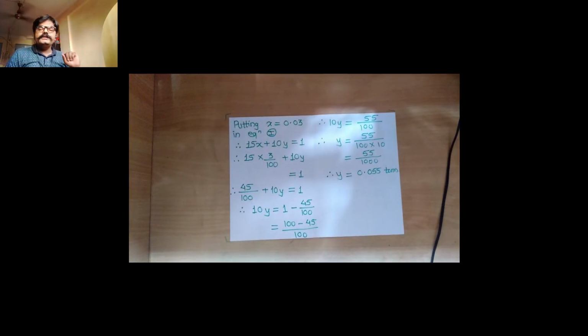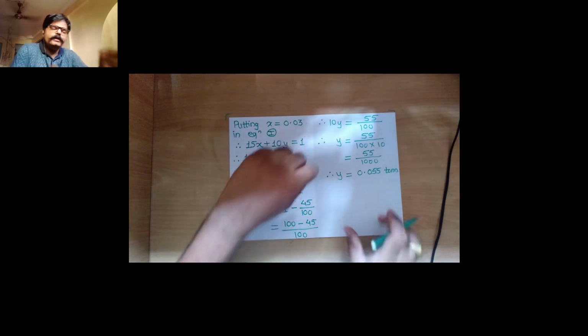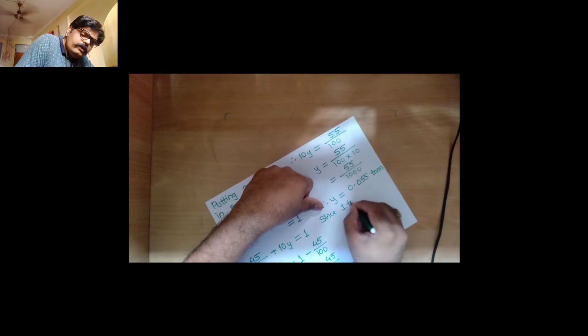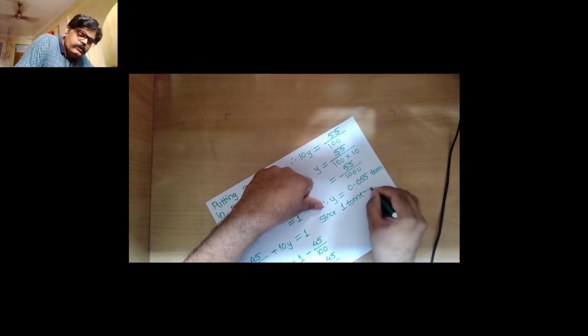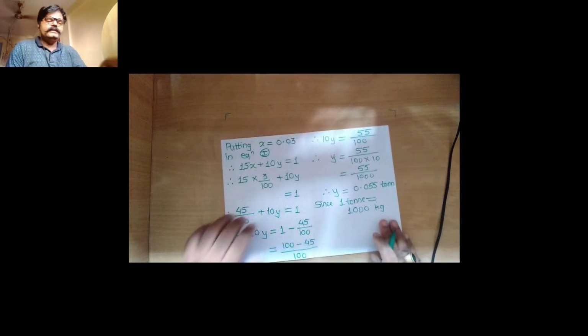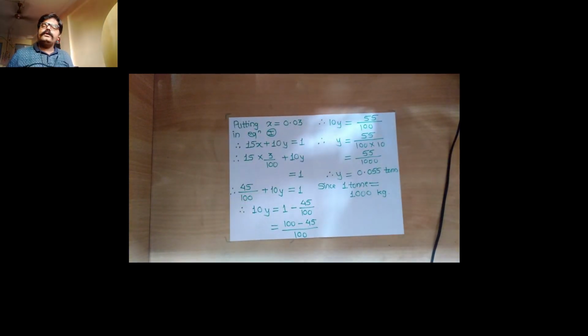Please note, this is not our final answer. Why so? Because we are expecting the final answer to be in terms of kilograms. Now let us see exactly how to convert tons into kilograms. A simple formula you will have to remember over here: 1 ton is equal to 1000 kilograms. That's it. This is the formula I am talking about. Now we are going to utilize this formula.